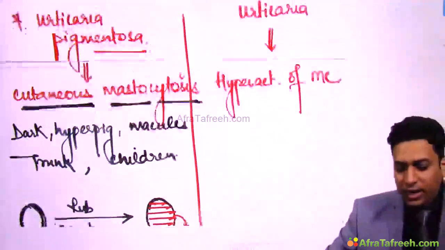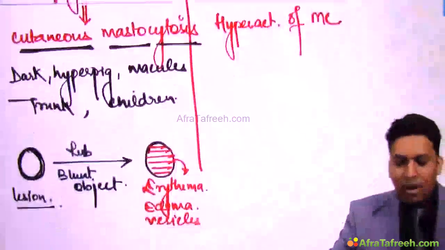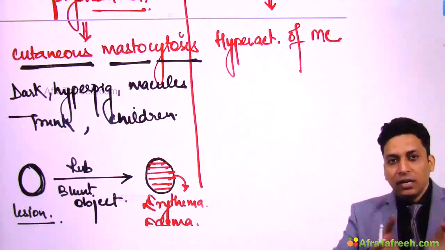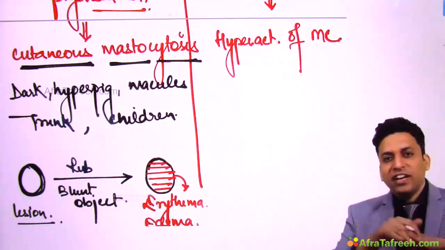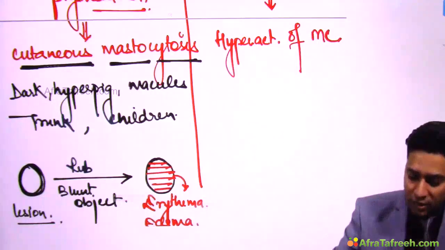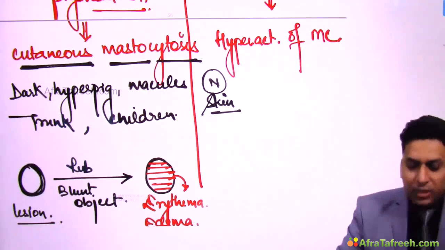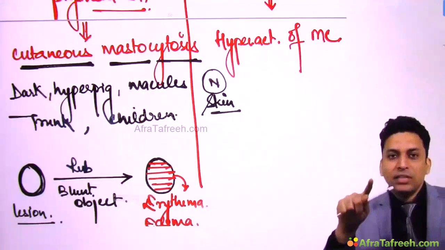Now coming back to urticaria, urticaria is due to hyperactivity of the mast cells. So here the mast cells are normal in number. In urticaria pigmentosa, they were increased in number. Here they are normal in number. Because they are normal in number, you won't find any dark lesions. So the skin is perfectly normal. But there is one problem in this normal skin: the mast cells which are present in normal number are hyperactive.